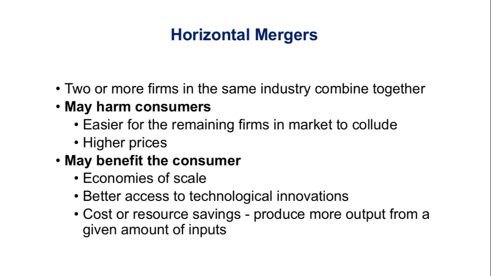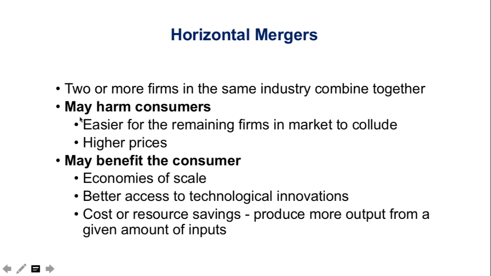Let's start with the horizontal merger. A horizontal merger refers to two or more firms in the same industry combining together. For example, two hospitals decide to combine. Their physicians can work in both hospitals, and their nurses and machines, sometimes with the same technology, can be used in both hospitals. So they merge together.